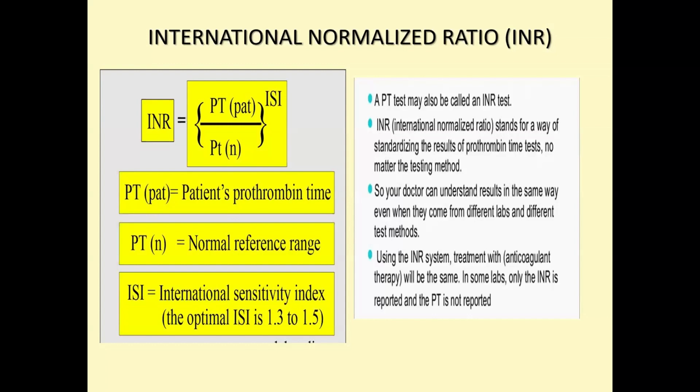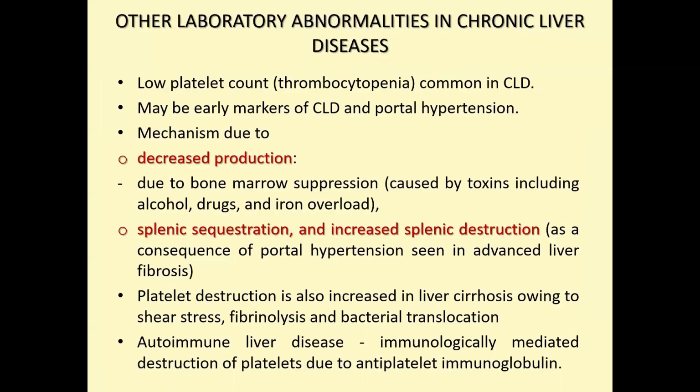The INR is the international normalized ratio: the patient's prothrombin time divided by the normal reference range, to the power of ISI, the International Sensitivity Index, 1.3 to 1.5. Many laboratories report INR along with prothrombin time. INR or prothrombin time is indicative of bleeding and clotting problems related to liver pathology, but may or may not be sensitive to liver pathology.